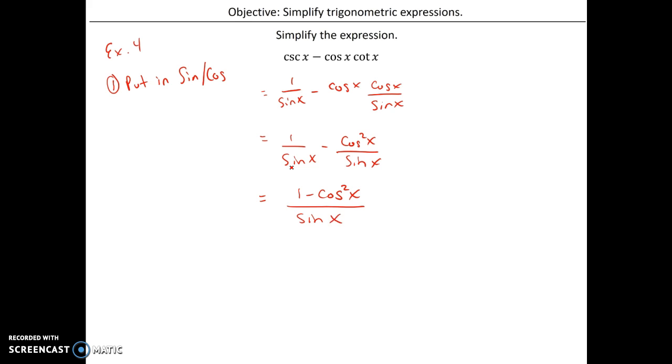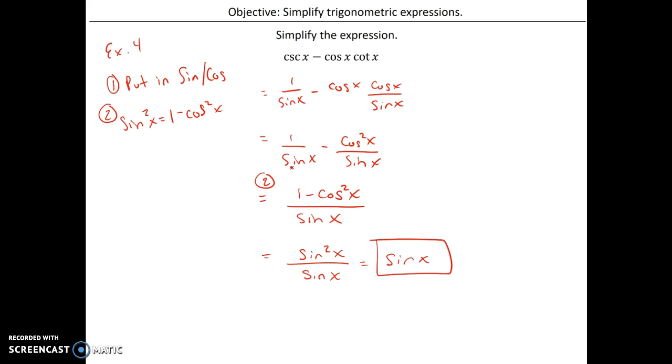divided by sine of x, and here I'm going to go ahead and use a Pythagorean identity, which is that sine squared of x plus cosine squared of x is equal to 1. Okay, but I moved the cosine squared over, so I have this identity. So I'm going to switch out the 1 minus cosine squared of x, and I get sine squared of x over sine of x, which just reduces to sine of x. And that is your example.